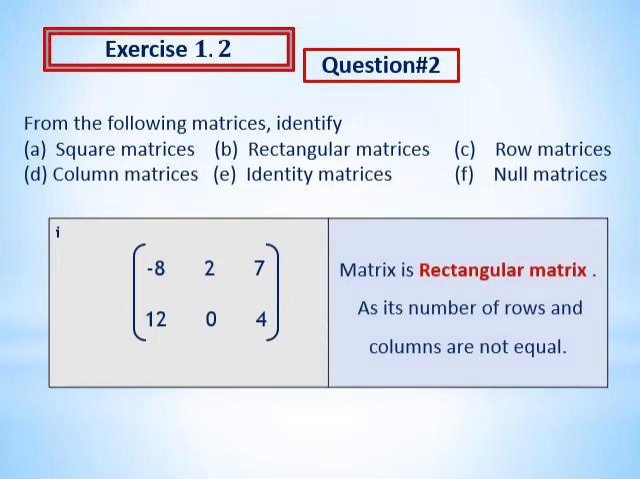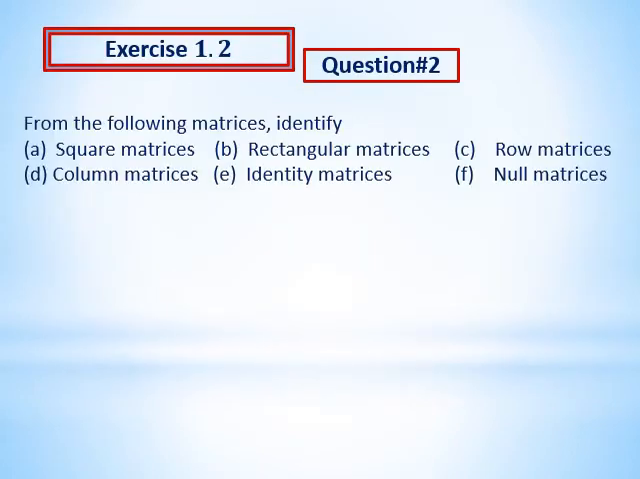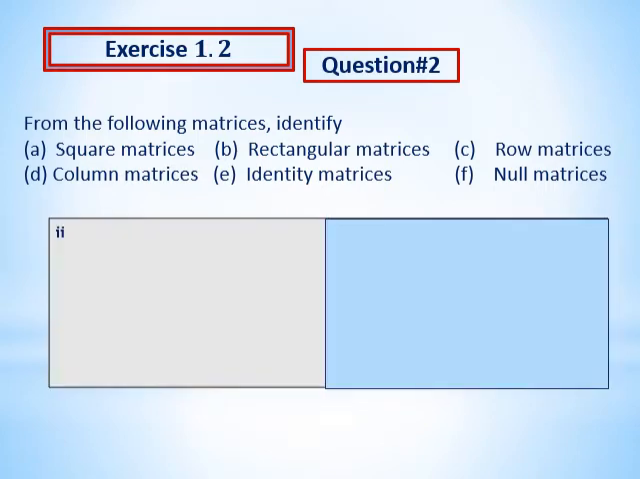The matrix given here is a rectangular matrix, rectangular as its number of rows and columns are not equal. So this matrix is a rectangular matrix. This is its type. Next, question number 2, identify these.